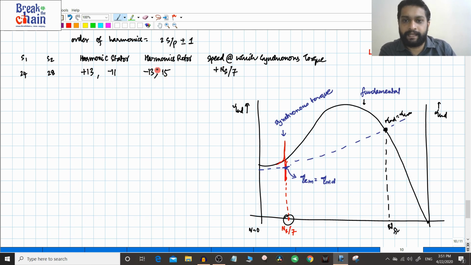So we took the plus 13 and derived some results, and we found out the speed at which synchronous torque occurs. That is, the harmonic stator poles and the harmonic rotor poles align with each other and lock with each other, and then they force the motor to rotate at a slower speed, and that speed was ns by 7. And in the torque slip characteristic we can show it like this.